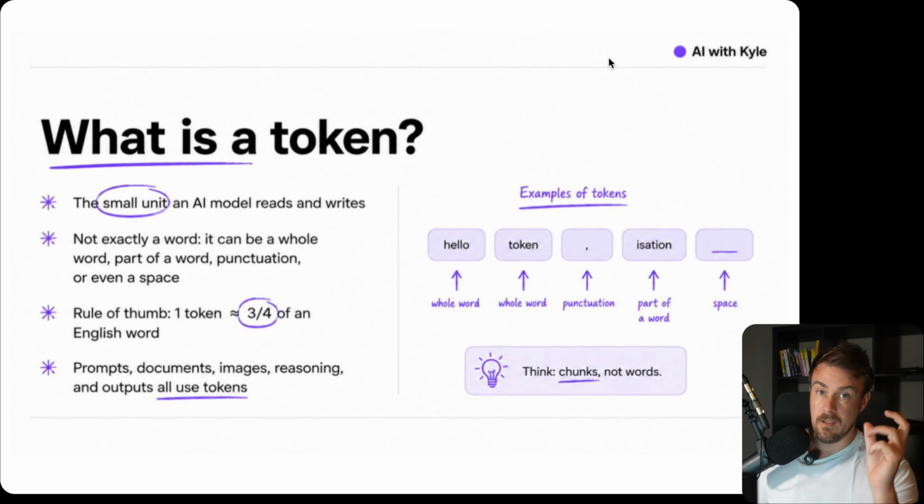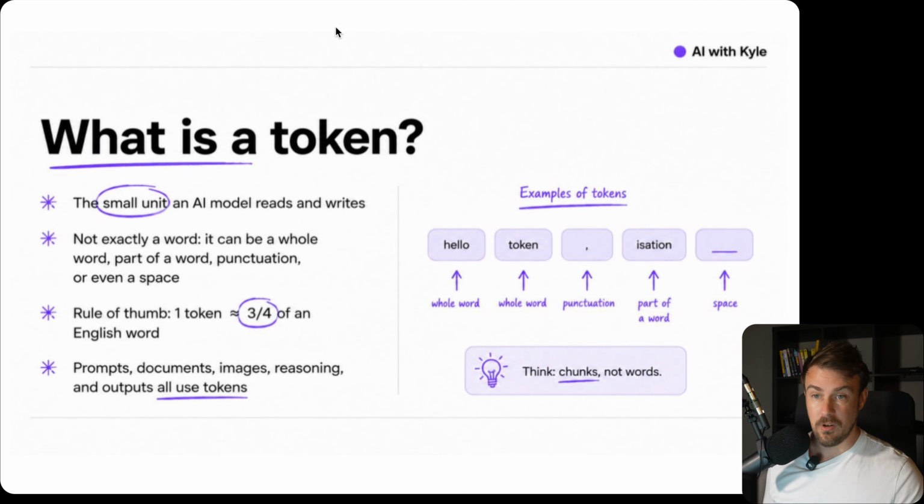So it is the small unit on which all of the large language models, so things like GPT 5.5, Opus 4.8 is the most modern one from Claude, they all run on these tokens. They're not exactly words, but words are a good enough kind of proxy that we can use them relatively interchangeably. It's not accurate, but it is relatively close enough for everyday usage. In general, one token is about 3/4 of an English word.